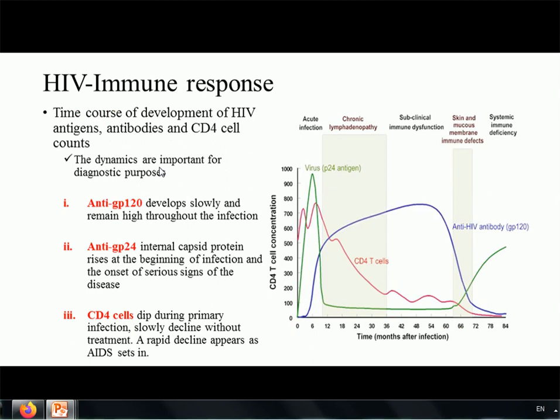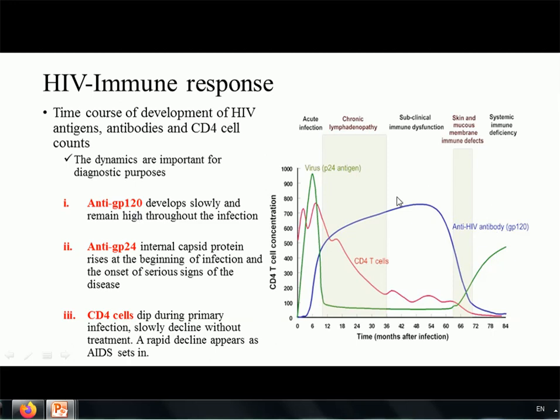In terms of immune response, the patient will develop anti-GP120 antibody. This antibody develops slowly and remains high throughout the infection. That's why in laboratory diagnosis, most of the time when we want to know whether the patient has HIV infection or not, we look for this antibody against GP120. The other antibody, against GP24, is actually against the internal capsid protein. However, most of the time we only look at the presence of GP120 antibody.